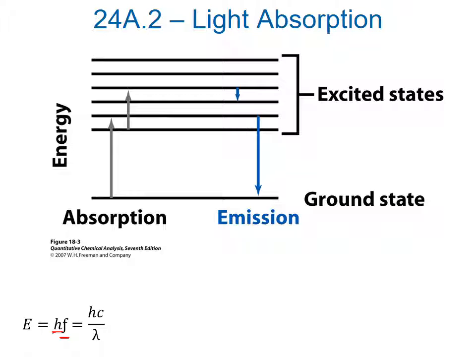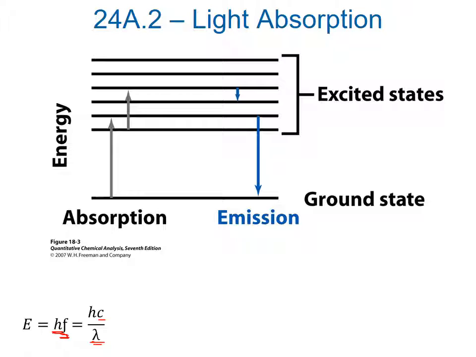Now that means that it's also going to be equal to h times the speed of light divided by lambda, since we know that frequency times lambda equals the speed of light. So we could use either wavelength and the speed of light, or we can use frequency to determine the relationship with energy. Notice that then frequency is directly related to energy. The higher the frequency, the higher the energy, whereas wavelength is indirectly related to energy. So the longer the wavelength, the lower the energy.